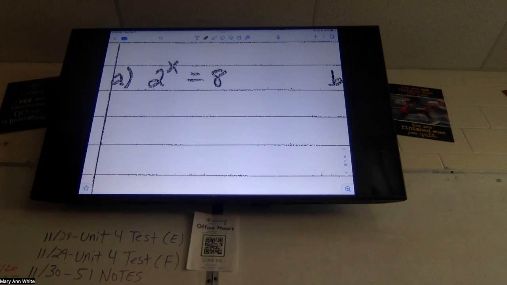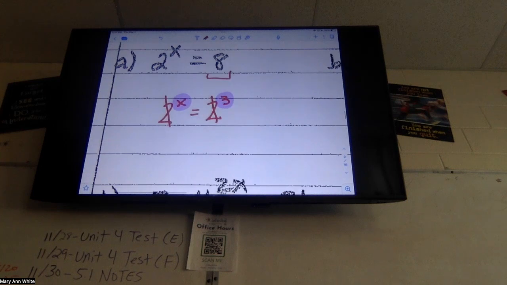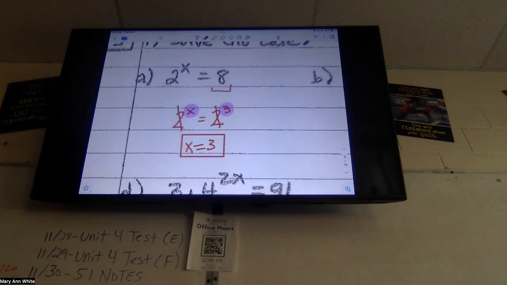So I'm looking at this one right here. I have 2 to the x equals 8. My question to me is, can I rewrite 8 as 2 to some power? 8 is 2 to what power? 3, the third. So 2 to the x equals 2 to the third. Since I have 2 to the x equals 2 to the third, they both have base 2. You can think of those bases just canceling out, and the exponents must equal each other. In this case, I didn't have to solve anything. I just said x equals 3, and we called it a day.